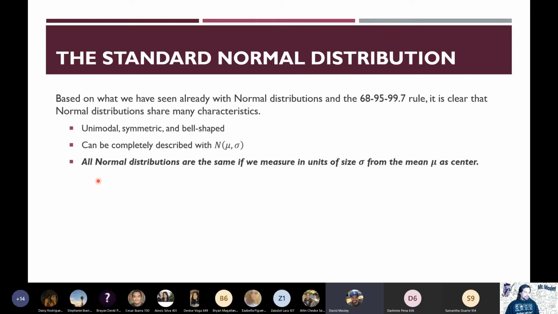All normal distributions are the same if we measure in units of size sigma from the mean mu as center. To do this, we must standardize the distributions using the z-scores. This is why we've looked at standardized scores or z-scores. We use that formula z equals x minus mu, or x minus the mean, divided by sigma, which is our standard deviation.